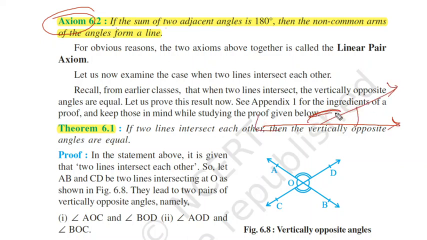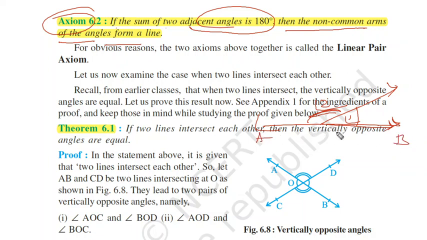Now these are two adjacent angles, angle 1 and angle 2. If the sum of these two adjacent angles is 180 degrees, then the non-common arms of the angles form a line. So here you can see this is the non-common arm. Name it A, B, O. The non-common arms are OB and OA. So they will form a line, line AB.